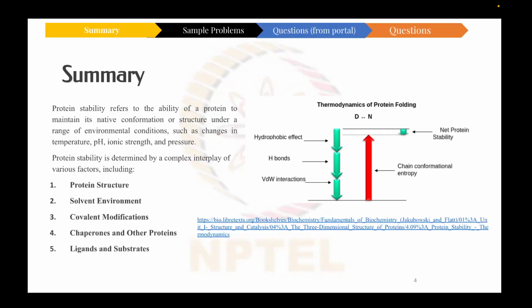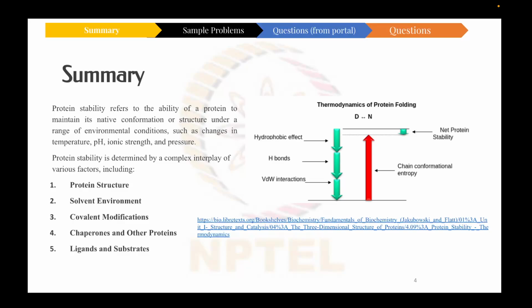Next one is the solvent environment. The solvent environment, including pH and temperature, can affect the stability of a protein by altering the balance of electrostatic and hydrophobic interactions among the amino acid residues. Changes in pH or ionic strength can disrupt hydrogen bonding or electrostatic interactions, leading to protein denaturation or unfolding.